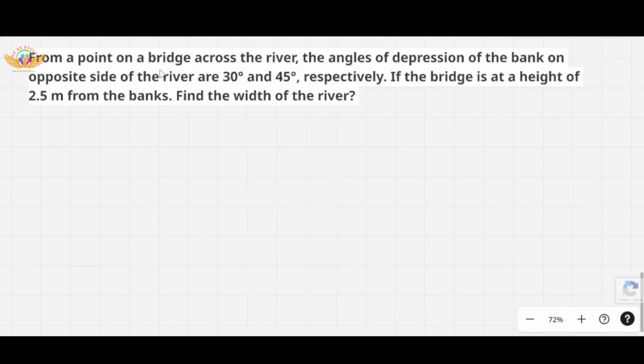From a point on a bridge across the river, the angles of depression of the bank on the opposite side of the river are 30 and 45.